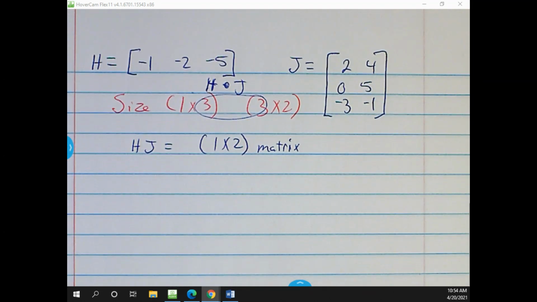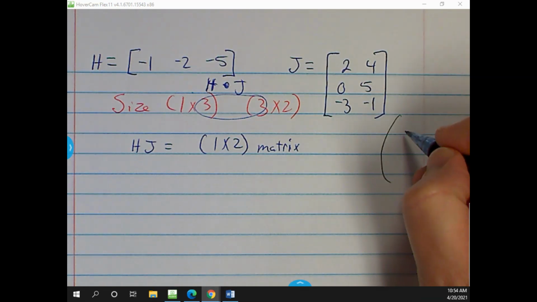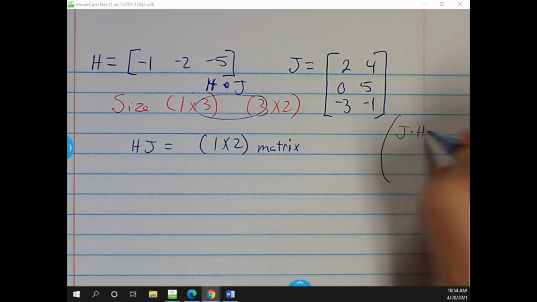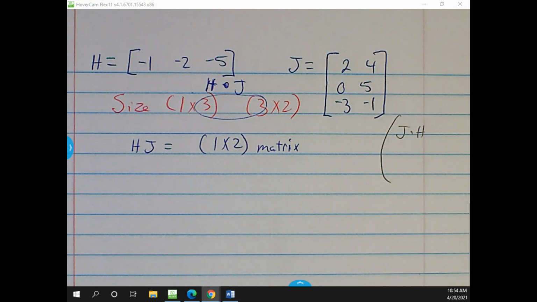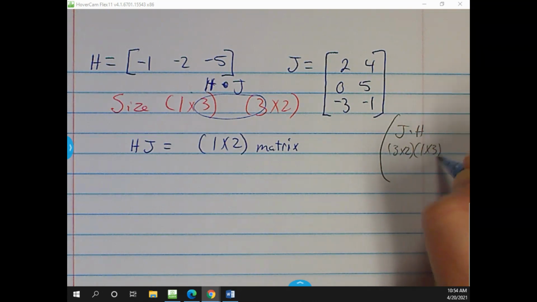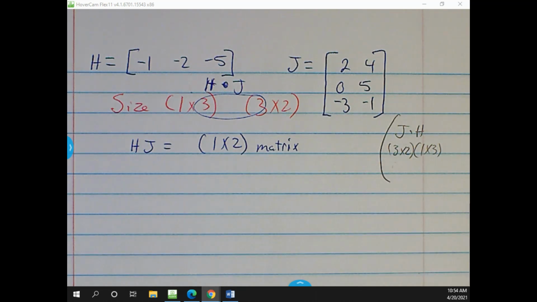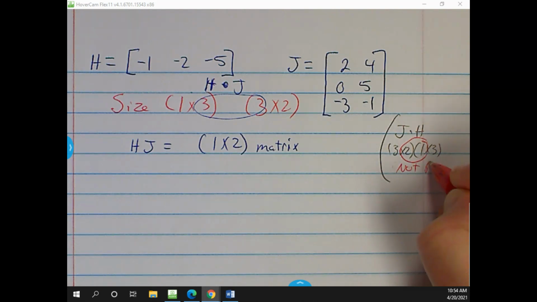Okay, now again, just on a side note, could we find J times H? Well, if you reverse it, put a 3x2 for the J, 1x3 for the H. Those 2 numbers don't match up, so that one wouldn't be possible.